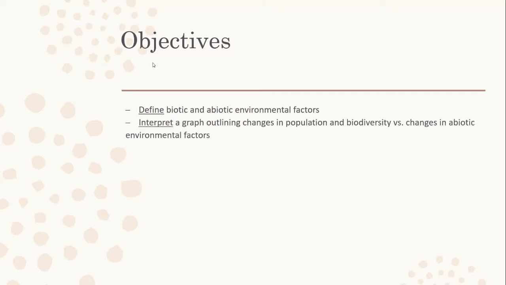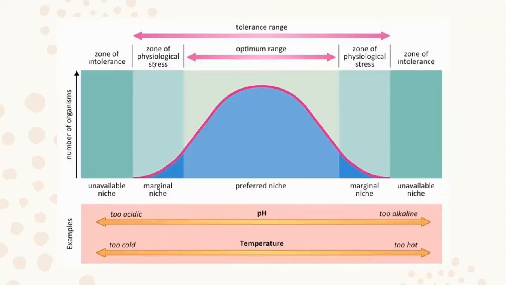The objectives that I'm going to hit real quick in this video are: 1, define biotic and abiotic environmental factors, and 2, interpret a graph outlining changes in population and biodiversity versus changes in abiotic environmental factors. There's a lot of words going on there, but we will define all of it right now.